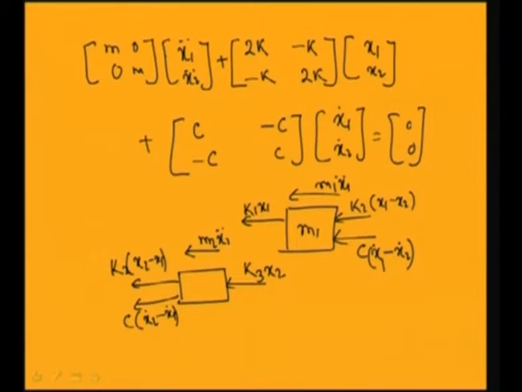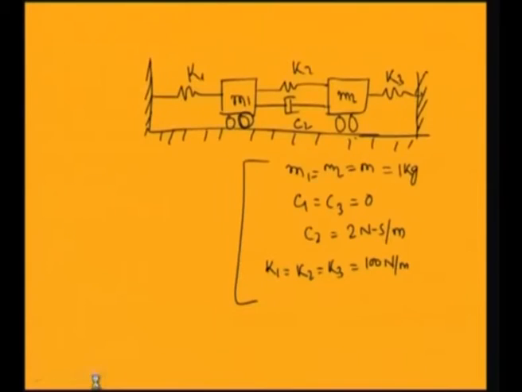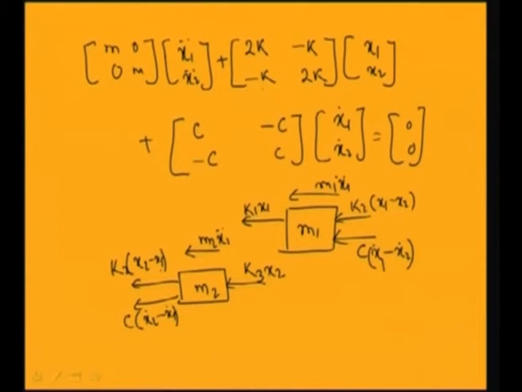So this is the first equation, and the second equation becomes m2 x2 double dot plus k2 x2, also k3 x2, so this becomes (k2 plus k3) x2, and for k1 minus k x1, so this becomes minus k x1, and k2 plus k3 becomes 2k x2, and for damping this becomes minus c x1 dot plus c x2 dot. So in this way you can write the equation of motion.